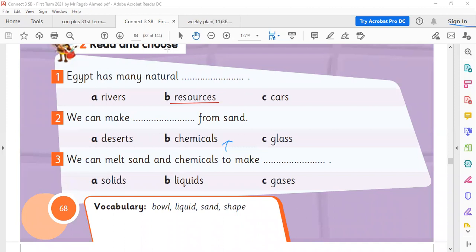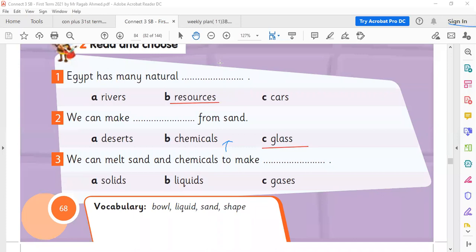Resources. Thank you. Number 2. We can make blank from sand. We can make deserts. Glass. Excellent.